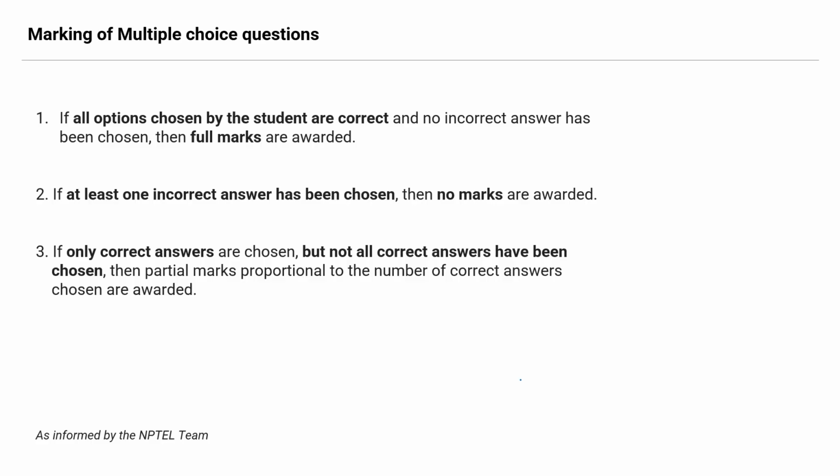Okay. So, a couple of more important aspects, and then we'll come on to our weekly quiz, which is a 10 set of questions. Now, these are the marking scenarios. If all the options chosen by the student are correct and no incorrect answer has been chosen, then full marks. If at least one incorrect answer has been chosen, then no marks. If only correct answers are chosen, but not all correct answers have been chosen, then partial marks. So, let me just explain it with an example.